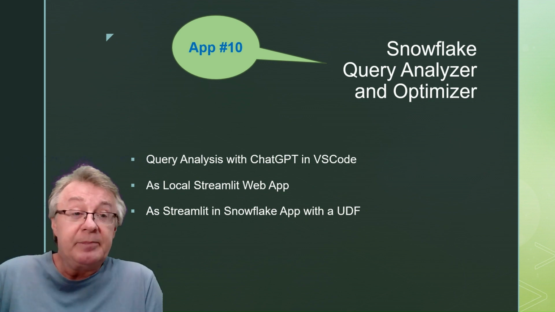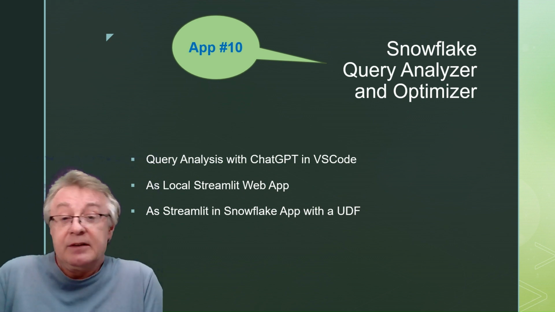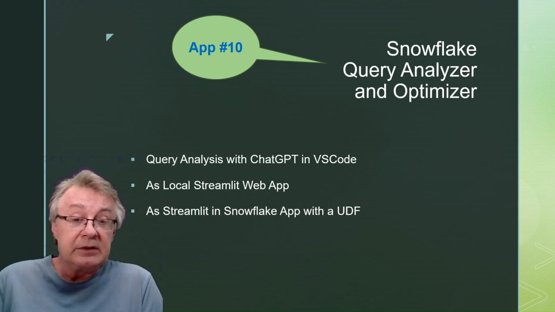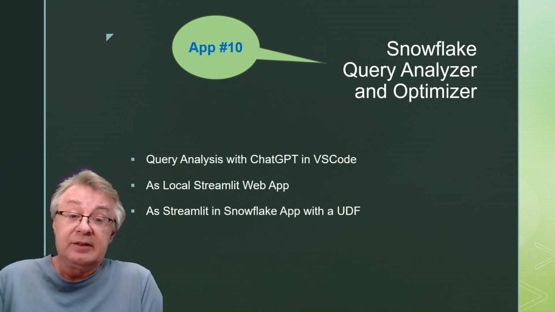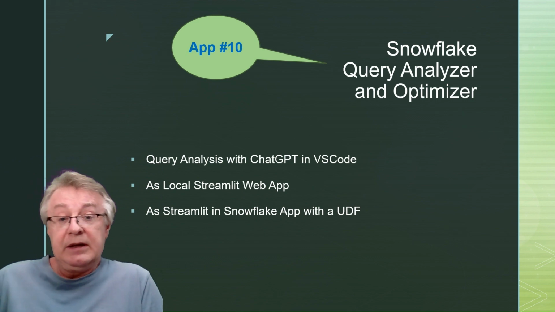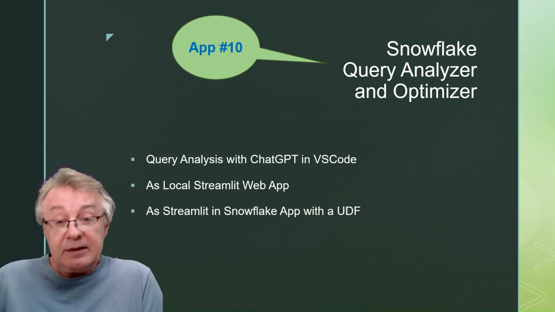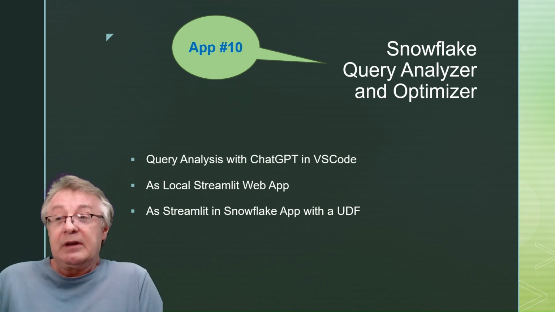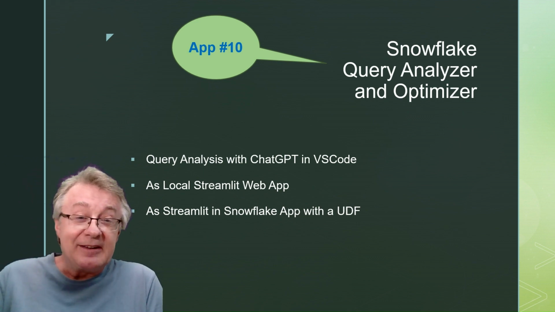Finally, we'll end up with a Snowflake Query Analyzer and Optimizer. And you'll see how good ChatGPT is in helping us document, comment a query, recommend performance improvements, and so on. What's more important here is that I will use also a local Streamlit web app, later deployed as a Streamlit in Snowflake app, calling ChatGPT through a UDF, just to use menu commands implemented by both Snowflake and ChatGPT.